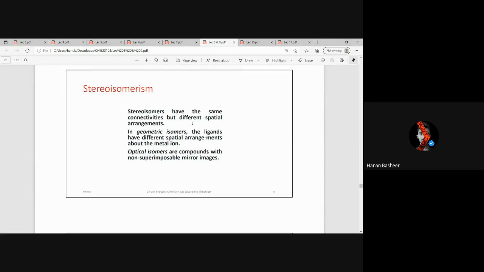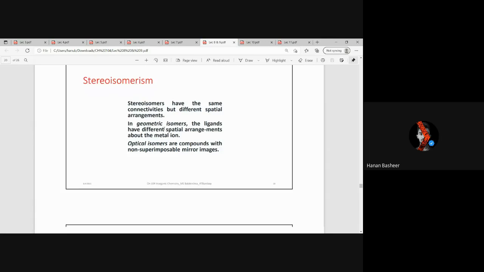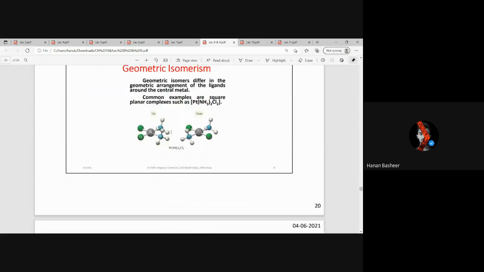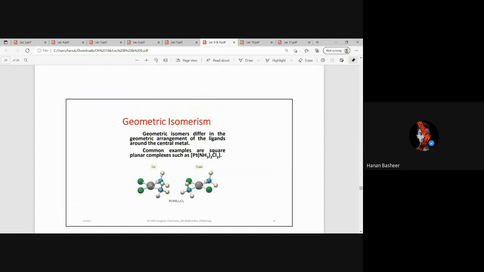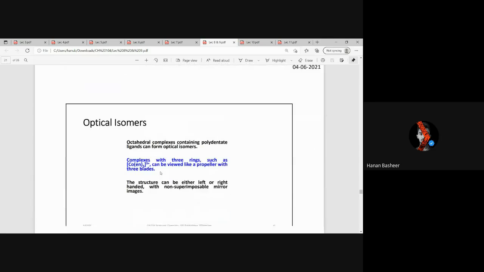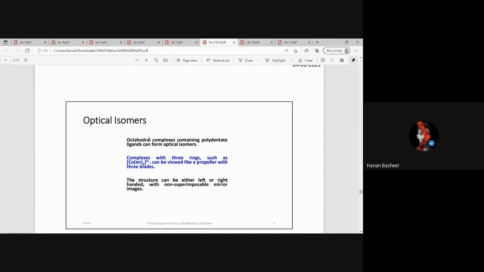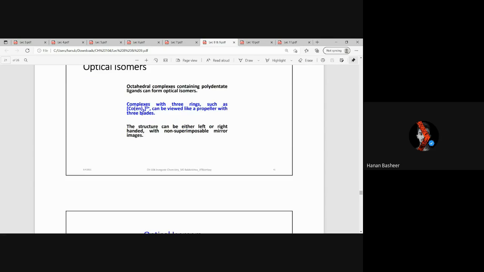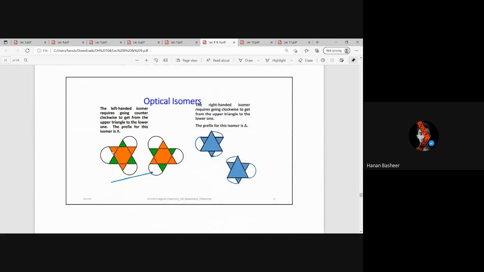Stereoisomers will have the same connectivity but different spatial arrangement. In geometric, the ligands will have different spatial arrangement about the metal atom, and optical will have non-superimposable mirror images. Geometric, this is an example. This is cis and this is trans. This is cisplatin. This is transplatin. Optical isomers, where the octahedral complex containing polydentate ligands can form optical isomers, and the structures can be either left or right handed with non-superimposable images. So this is an example.